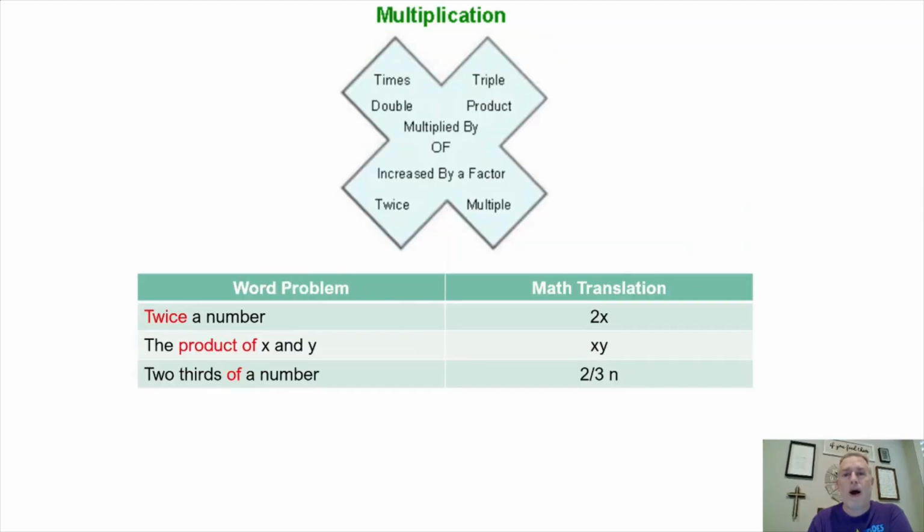Multiplication: product, multiplied by. The word of is one of my favorites. That's one we don't think about very often. Of means to multiply. Okay? Twice a number, that's just translated to be 2x. The product of x and y, we're going to multiply x and y. 2/3 of a number. Y'all, of, please remember this. Of means to multiply. So we said 2/3 of a number is 2/3 times n.